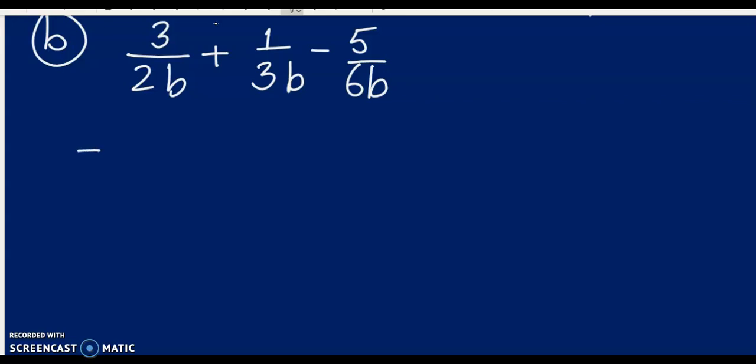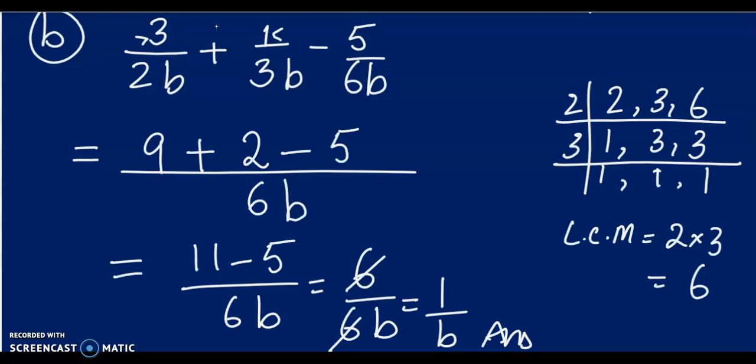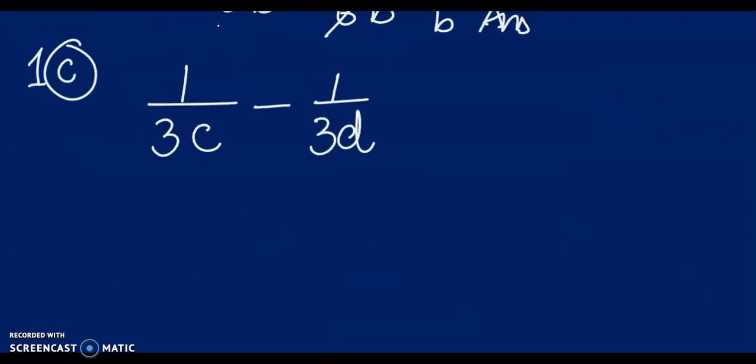Now we will find its LCM. If we take the LCM of, let's do part C of question number 1. Again we find the LCM. Since 3 is common in both of the fractions, so 3 will come here. C and D, they both are different.